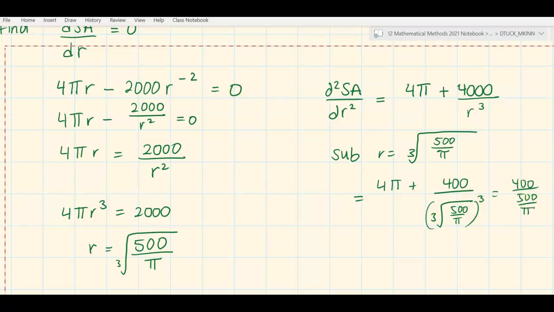Now, that number there, what can you tell me about that number? Great. Do I need to know anything else about that number? No. You just need to be able to tell me, is it positive or is it negative? Please do not spend valuable time in your exam simplifying.